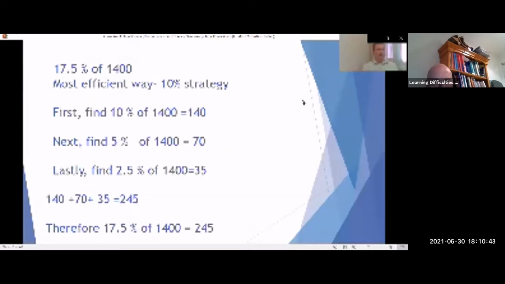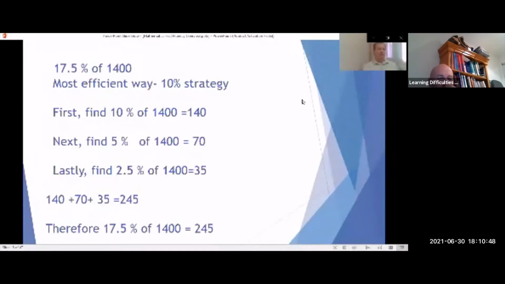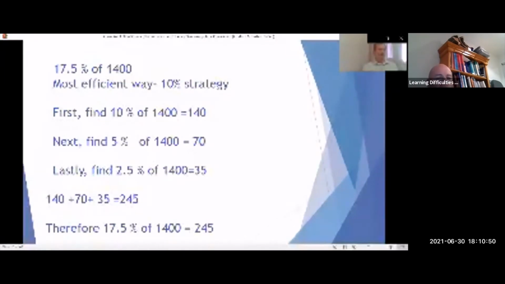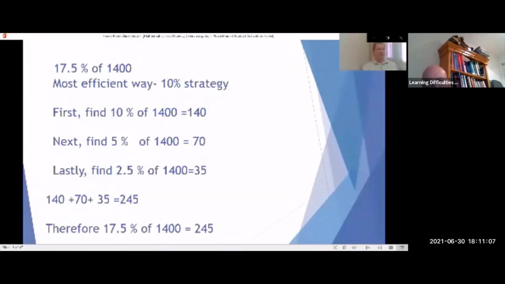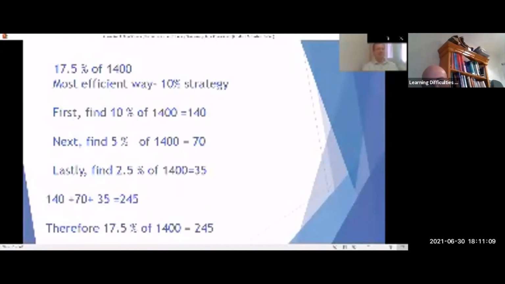Next, we have a percentage problem, and usually teachers teach the students to do it this way: 17.5 over 100 times 1400. Actually, that's quite a more difficult way for the students to do, so we teach them the 10% strategy, because in this way basically all they have to do is move the decimal point to the left. So if they're finding 10%, it's 1/10. So they move the decimal point one place to the left. So 10% of 1,400 is 140.